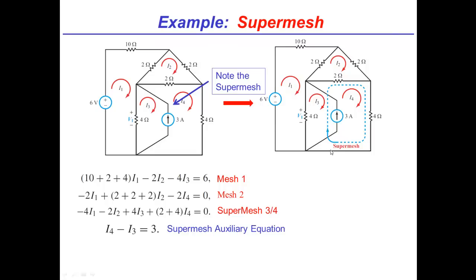And in this case, it's pretty easy. The reason is that we know, just by inspection, that I3 minus I4 is minus 3 amps, or conversely, I4 minus I3 equals 3. You can see I4 is running clockwise, so it would run in the same direction as the 3 amp source. So I can say that I4 minus whatever I3 subtracts from it equals 3 amps. Okay, so that's the super mesh auxiliary equation. And we've got enough there to solve.